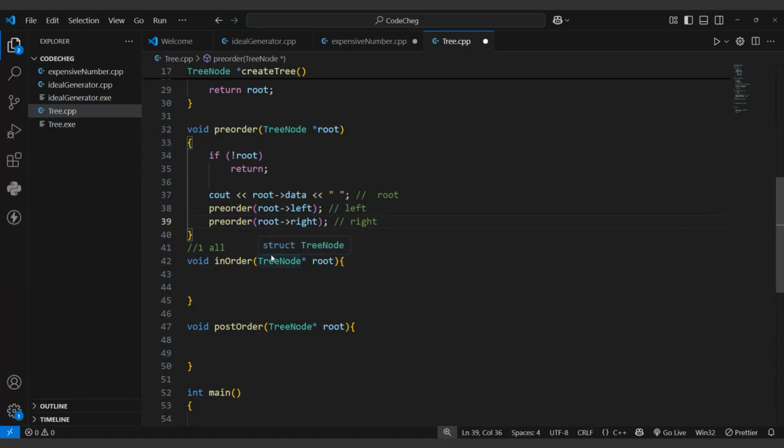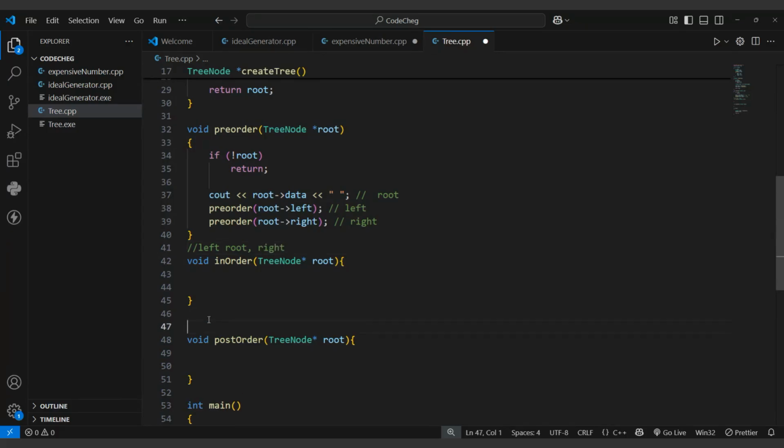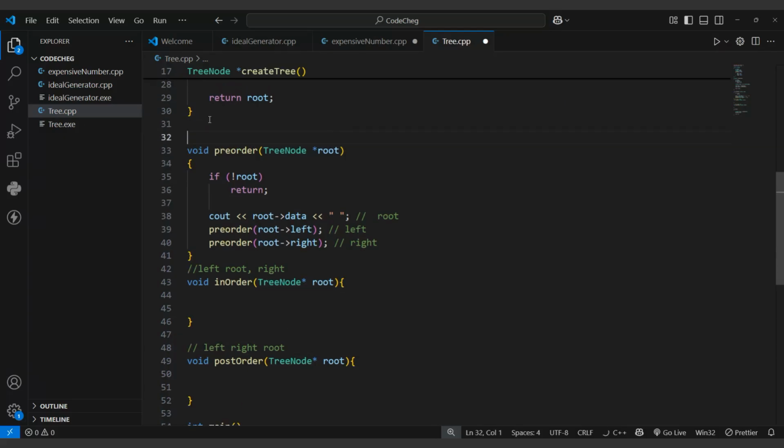But what is the in-order, class? In the in-order, there is the left, then we have the root, then we have the right. And in the post-order, we have left, then right, then root. And in the pre-order, we have root first, then left, then right. So we are going to do the same stuff.